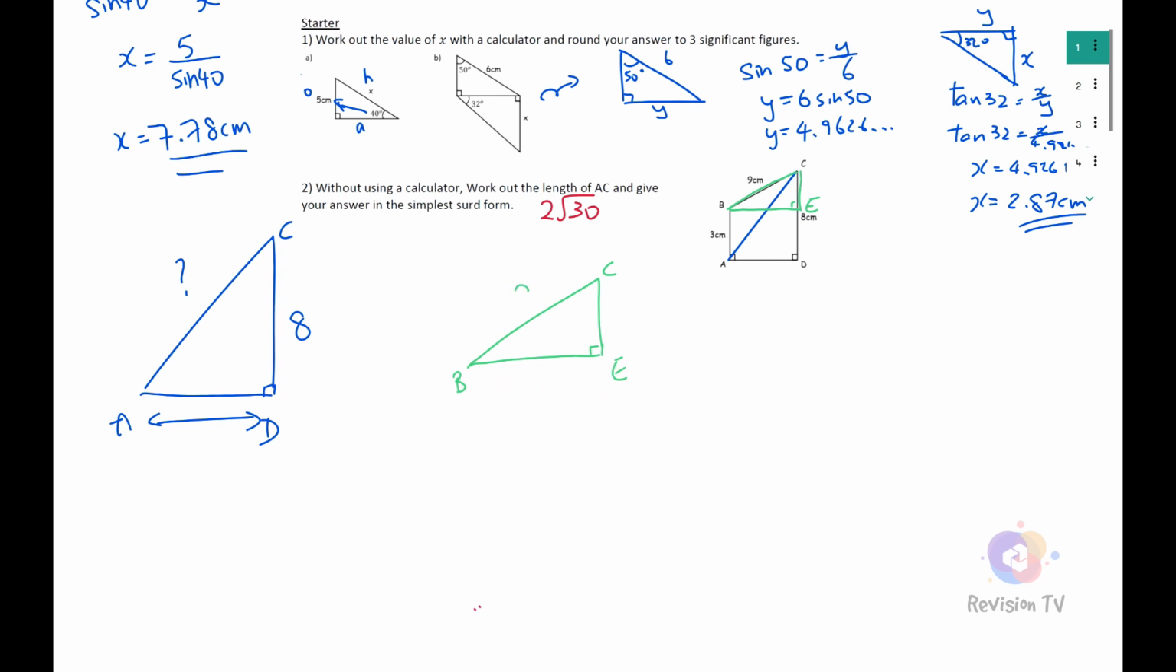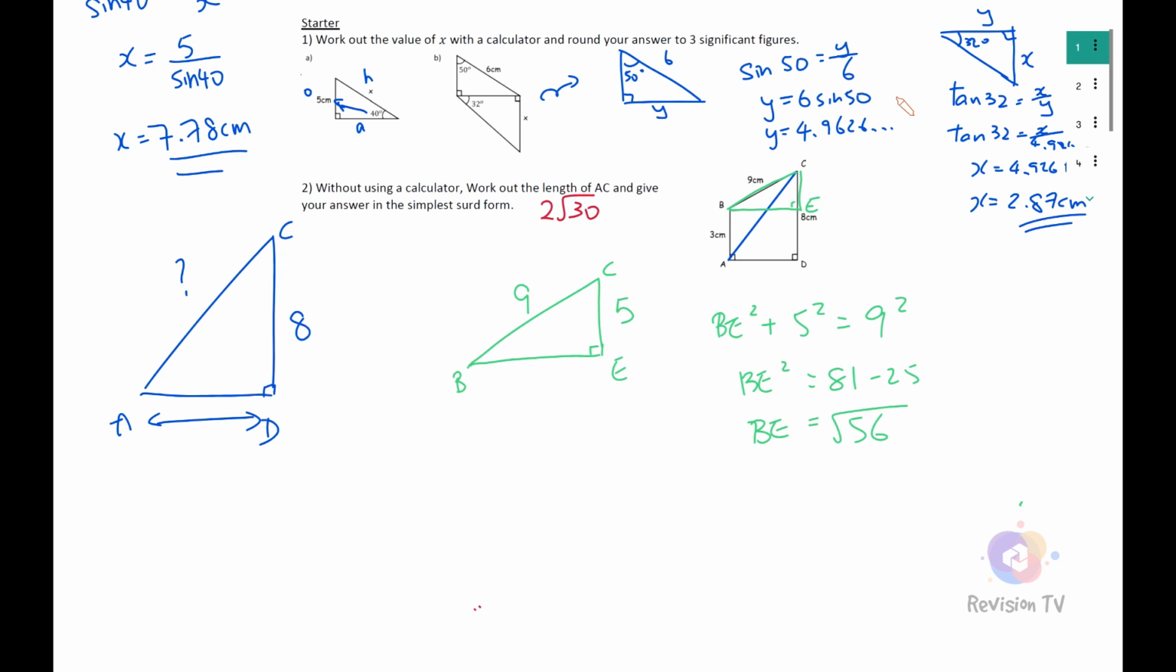So BC is 9, I know. I know CE is going to be 5 because that's 3, that must be 5. It's not drawn to scale, so please bear with me. So anyway, that's 5, that's 8, 3, that must be 5. So to work out BE, I can use Pythag. So BE squared plus 5 squared equals 9 squared. BE squared equals 81 minus 25. BE equals square root of 56.